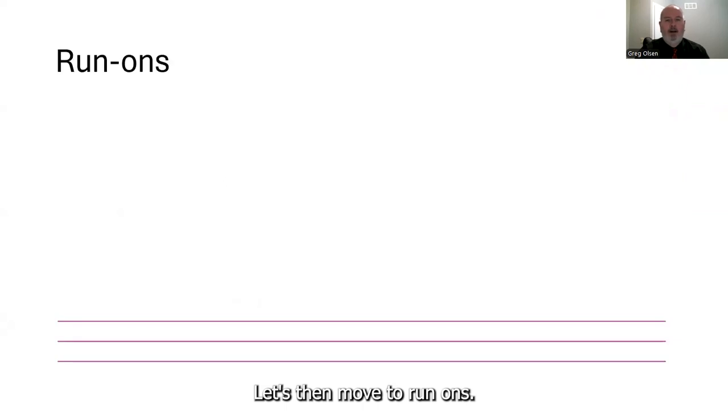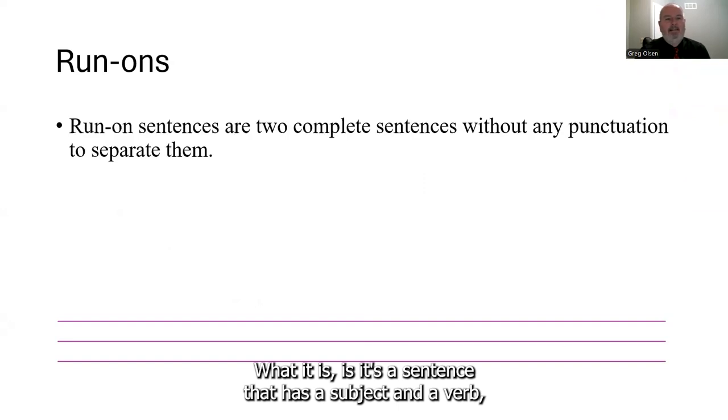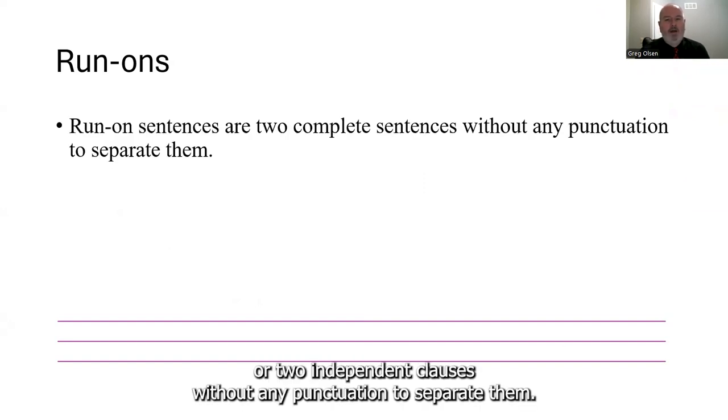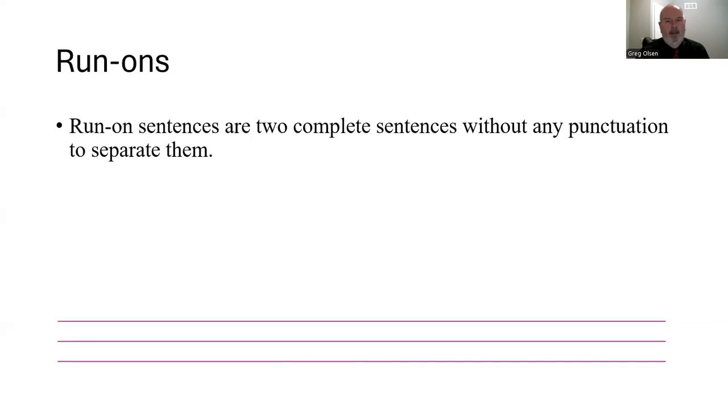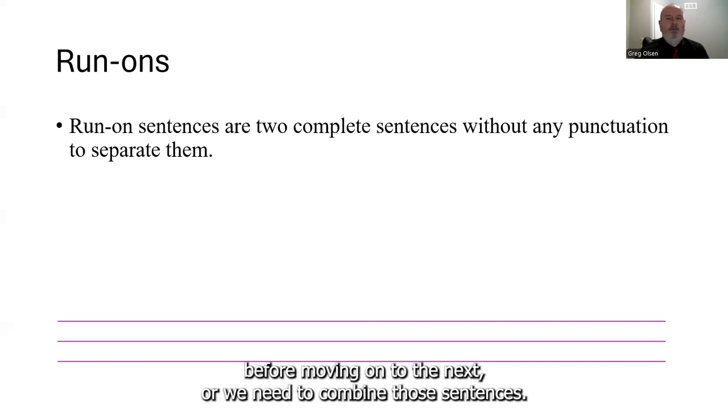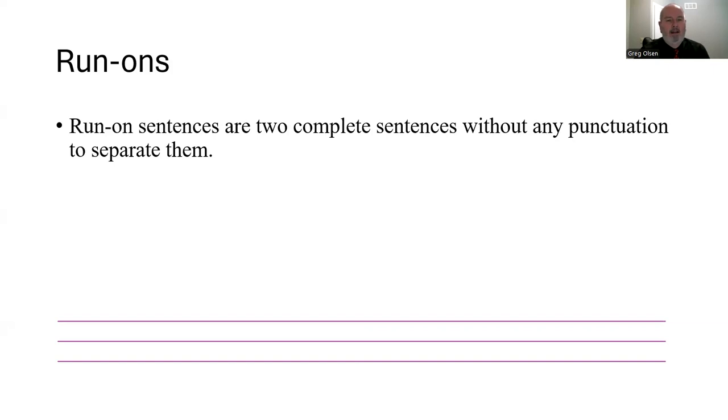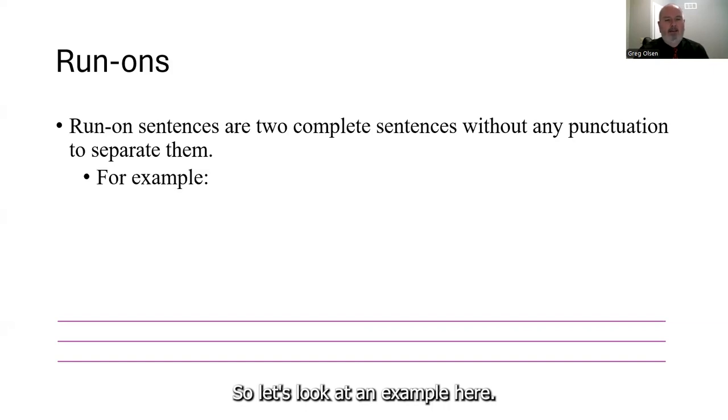Let's then move to run-ons. So again, we know that a run-on is not a sentence that just goes on and on and on. It doesn't matter the length. What it is, is a sentence that has a subject and a verb, or two independent clauses, without any punctuation to separate them. Okay, so we need to end one sentence before moving on to the next, or we need to combine those sentences. So let's look at an example here.